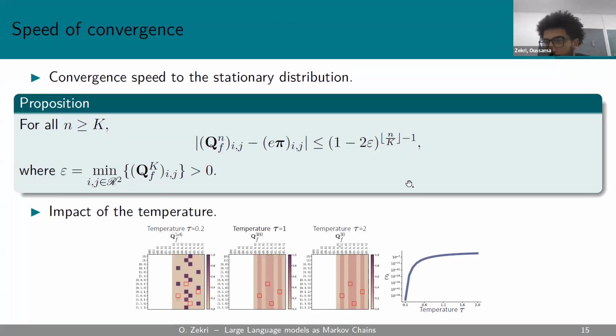So this was the first theoretical insight that we derived thanks to Markov chain theory, this idea of stationary distribution, and it's linked to model collapse and things like that.